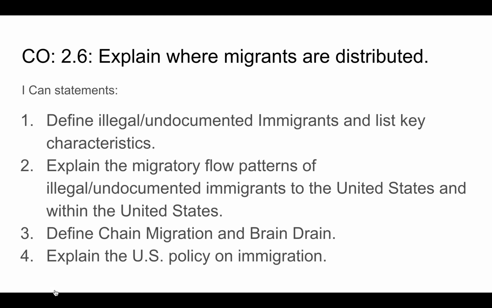All right, let's continue on with content objective, explain where migrants are distributed. These I can statements will be: define illegal undocumented immigrants and list key characteristics. Secondly, explain the migratory flow patterns of illegal and undocumented immigrants to the U.S. and within the U.S. And then 3, define chain migration and brain drain. And lastly, explain U.S. policy on immigration.